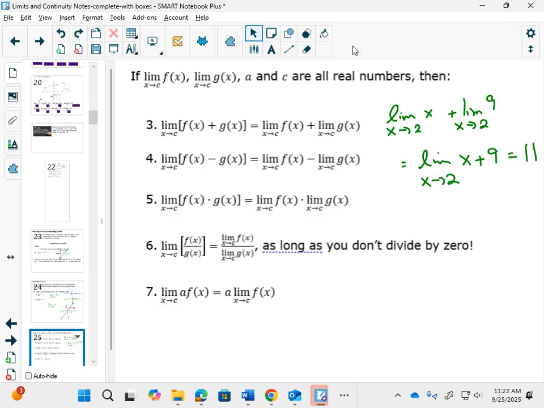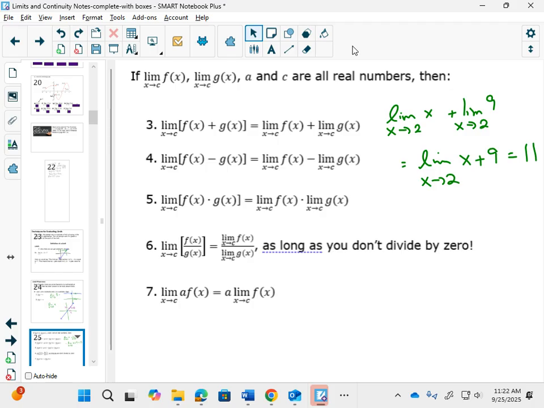So if you're adding, you can break up the limits. If you're subtracting, you can break up the limits. If you're multiplying, you can break up the limits. And if you're dividing, you can break up the limits as long as you don't divide by 0, because dividing by 0, even in calculus, is still bad. And if you have a number out in front of a function, you can just bring that number outside.